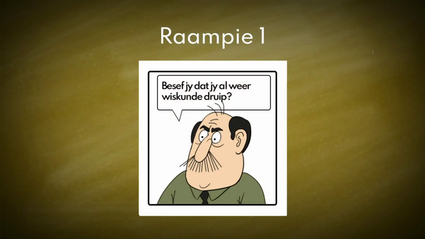Let me repeat. There are 2 parts to these questions. Name the emotion or action. Watter emosie of aksie is in Rampie 3. And you need to tell us how you know. Hoe weet jy dit? Let's look at frame 1, Rampie 1. Besef jy dat jy alweer wiskunde dryp?